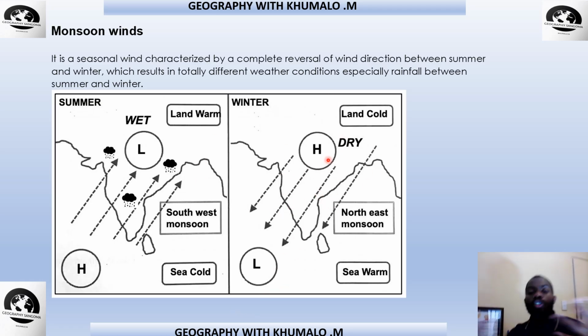Now, when it's cold during winter, we've got a cold high pressure cell over the land. Remember that high pressure cell is called the Kalahari high pressure cell. So now air will be moving from the land into the ocean. So we call that offshore winds.